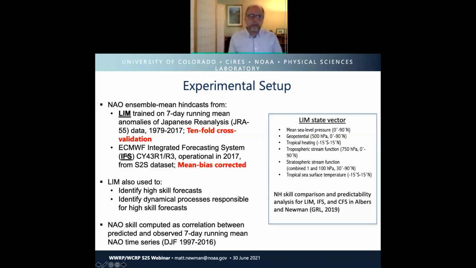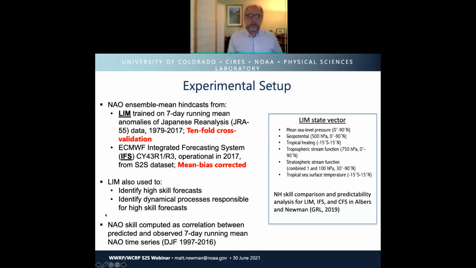And the IFS we use is this version, which was operational in 2017, that we also got from the S2S dataset, and we've done a mean bias correction on it, although 20 years is pretty short to get a good bias correction, but that's what we have. So we'll compare that skill, and we'll also use the LIM to identify the high skill forecasts and identify the dynamical processes responsible for that.